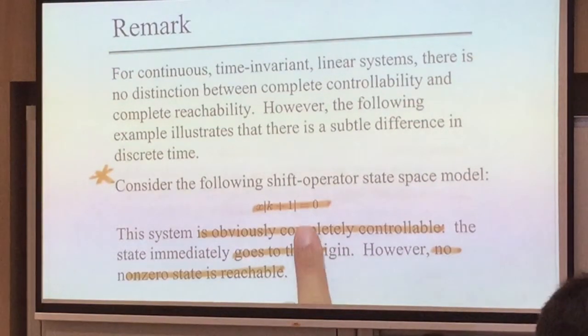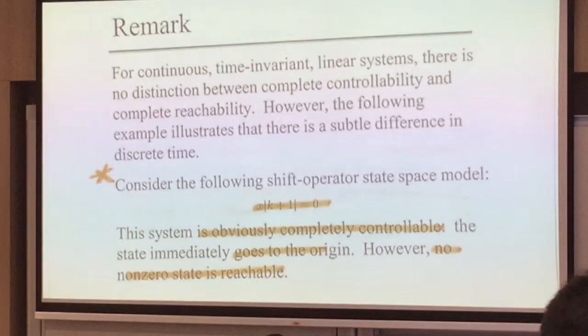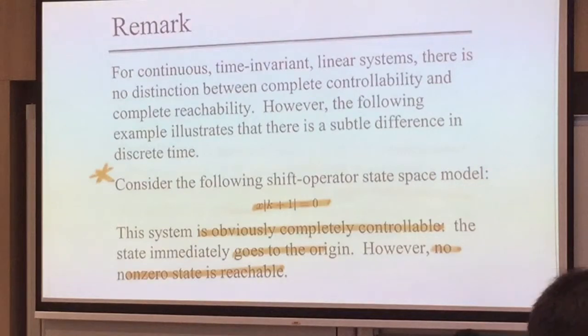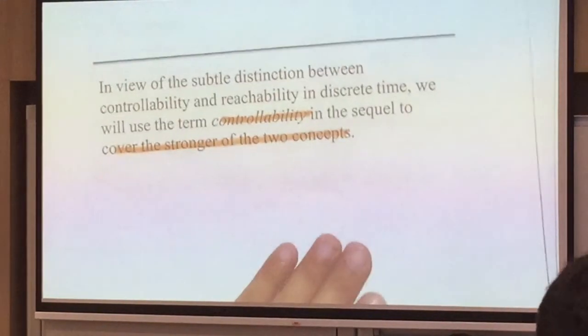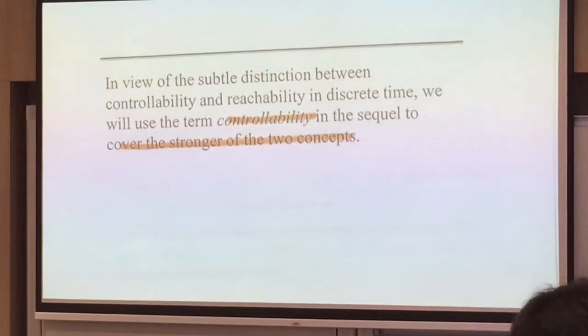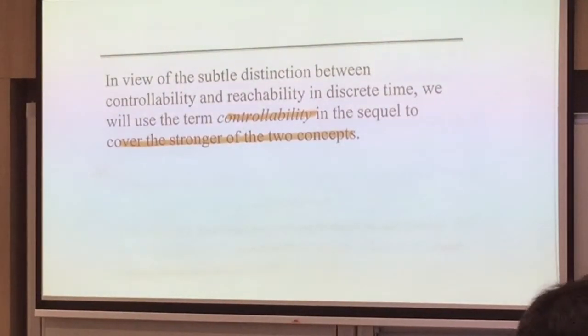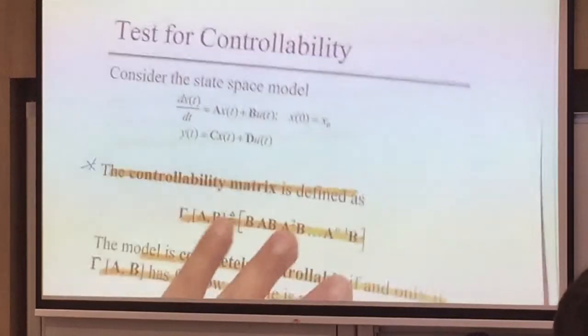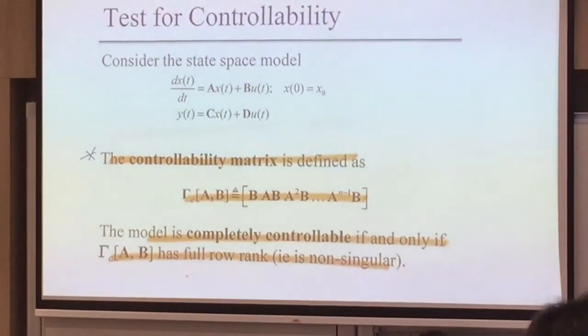But can you reach any other non-zero state? No, because the next state is always 0. So it's completely controllable, but other non-zero states are not reachable. It's just a remark to say that we use controllability to cover this problem too. The next thing that is more important is how do you test whether a system is controllable?